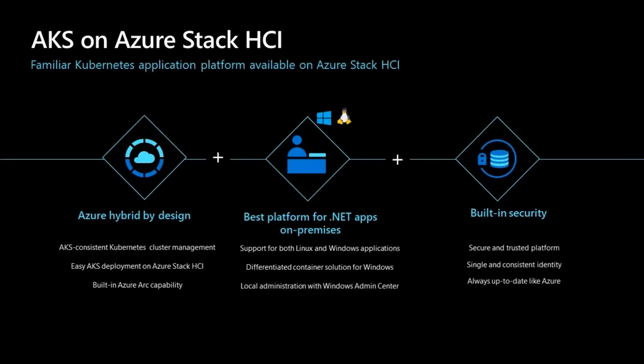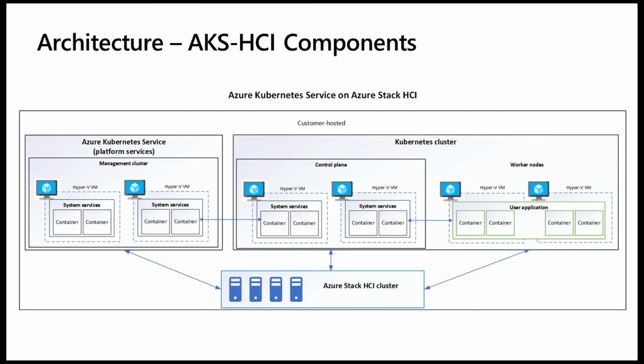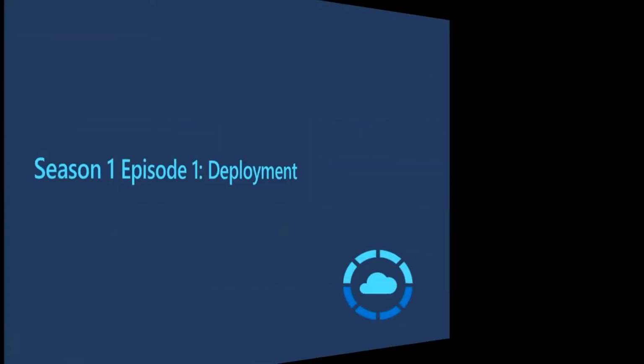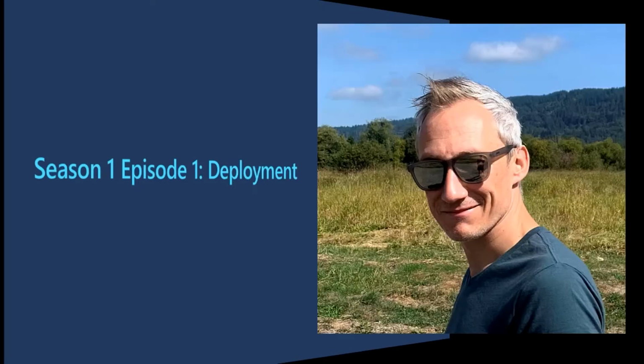AKS HCI is hybrid by design, the best platform for .NET applications on your terms and built with security from the ground up. Looking at the architecture, there are two high-level parts, the management infrastructure and the target cluster. Let's get started. In episode 1 of this 7-part mini-series on AKS HCI, Matt will walk us through a deployment of AKS HCI and a sample application, using Windows Admin Center and PowerShell.